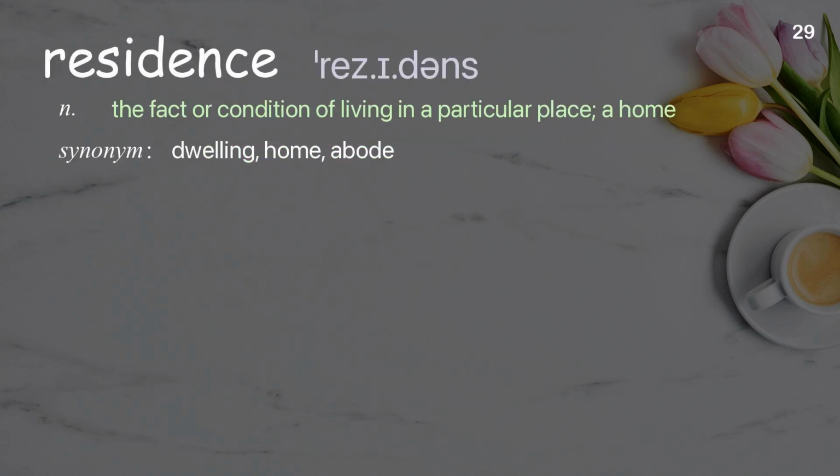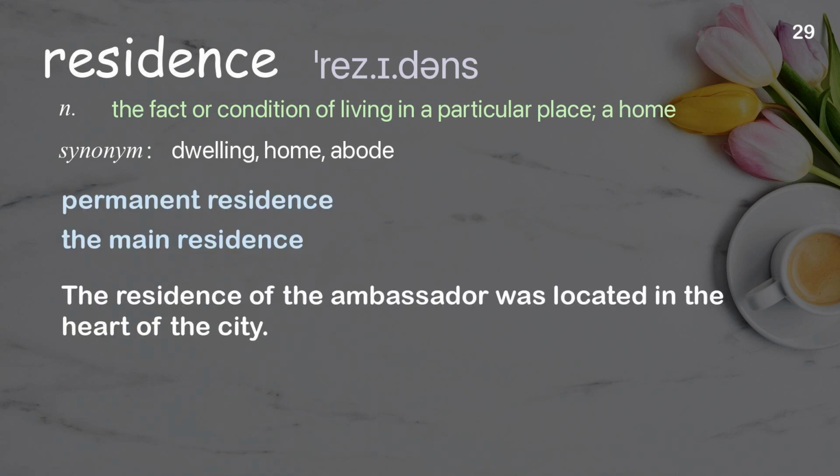Residence. The fact or condition of living in a particular place, a home. Examples: Permanent residence. The main residence. The residence of the ambassador was located in the heart of the city.